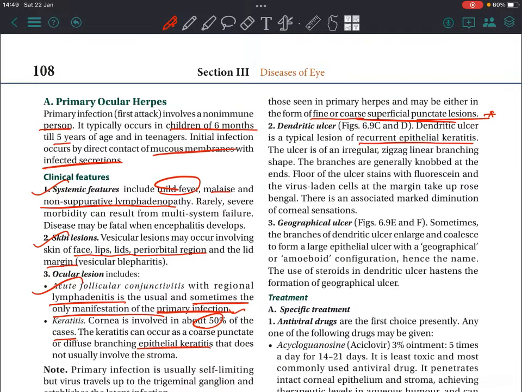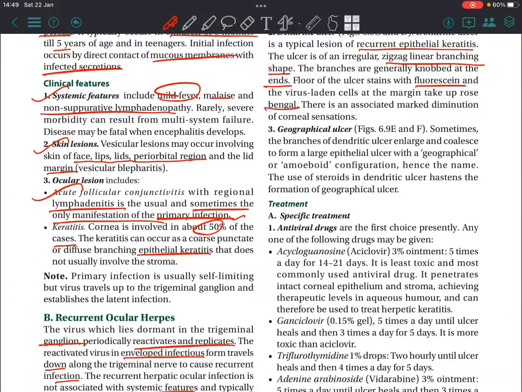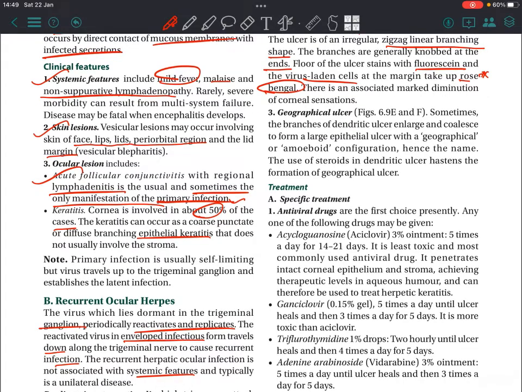Its typical lesions occur in epithelial keratitis. The ulcer is of irregular zigzag linear branching shape. Branches are generally knobbed at ends. Floor of the ulcer stains with fluorescein and virus laden cells at margin take up rose bengal.